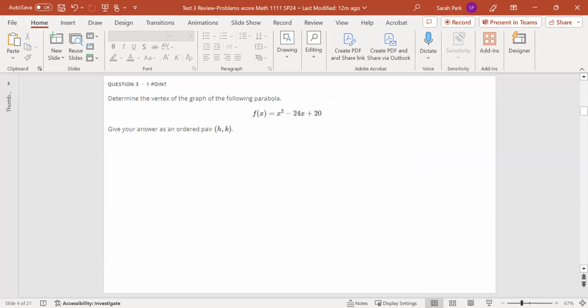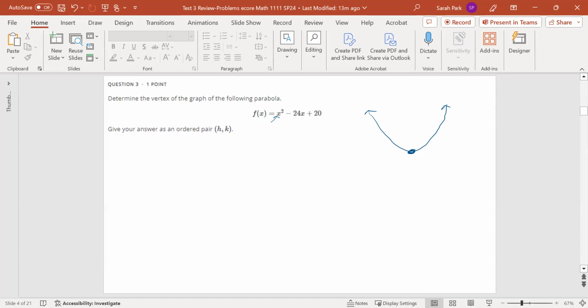Okay, number 3, determine the vertex of the graph of the following parabola. This is a quadratic function. And if we were to graph this, it would look like a parabola that opens up. It opens up because x squared, the leading coefficient, the number in front of that is positive. So we're looking for the vertex, which in this case is the minimum point.